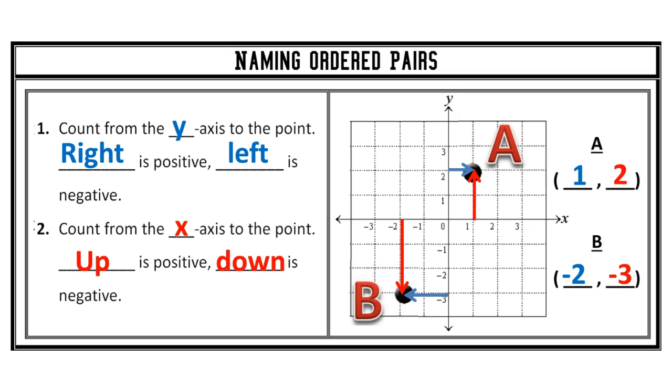Other options for naming ordered pairs involve counting from the origin: count how far left or right you've moved, and then count how far up or down you've moved. It's the same idea. In this case, though, we're just looking at it relative to the x and y axis.